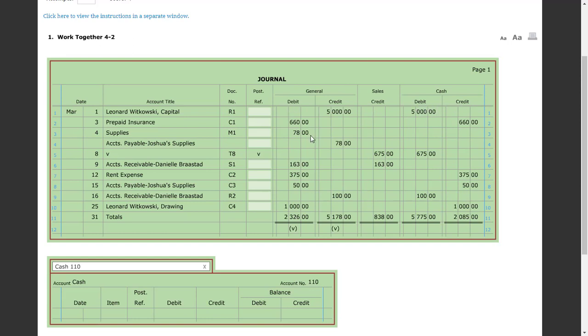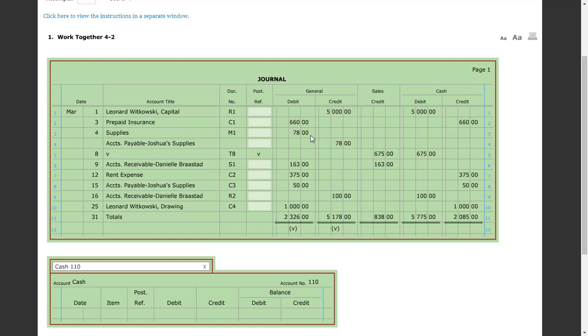So what I need to look at to post individually is that I am only posting the general debit and credit columns. I am not touching anything right now for my special columns. We do that later. Posting individually means only dealing with these numbers.